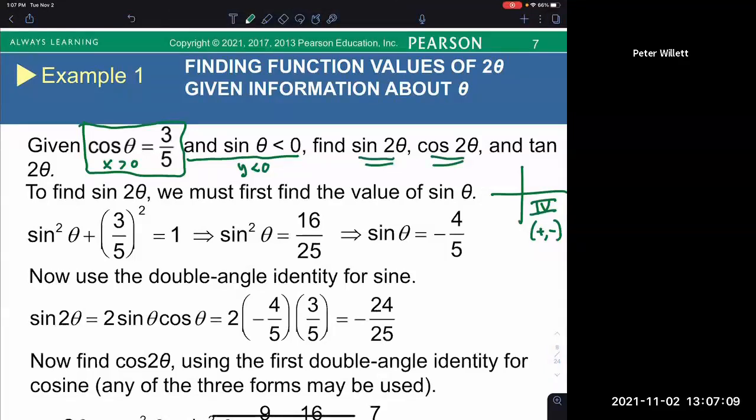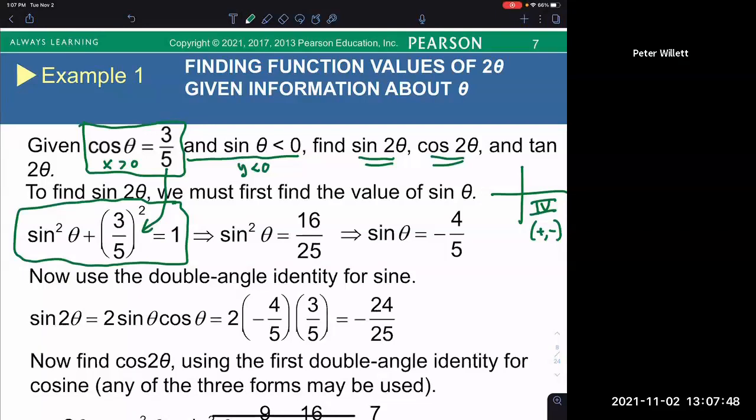So since we know the exact value of cosine theta, we can always use that to find the value of sine theta if we know which quadrant it's in. And so that's how the problem begins. It shows them using the fundamental identity that we started with, sine squared plus cosine squared equals 1. And then they plug 3/5 in for the cosine, because then the only thing we don't know is the sine. So if you plug that in, you get sine squared theta plus 3/5 squared equals 1.